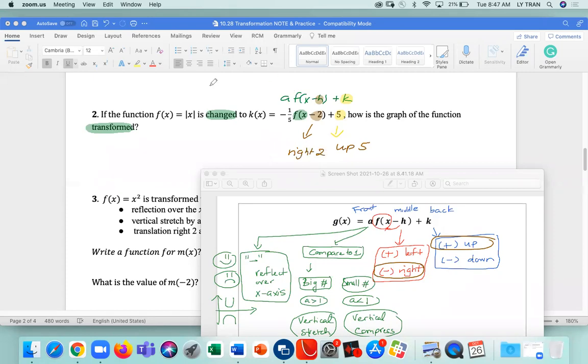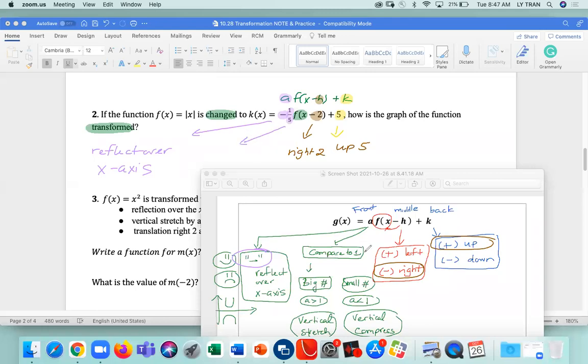Finally, we also have minus. Minus right here belongs to a. I have to break it down. So the minus we see is going to be reflect over the x-axis. We saw that. We see a minus right there. It's reflect over the x-axis. There's also one more. That's a 1/5. The 1/5 belongs to a also.